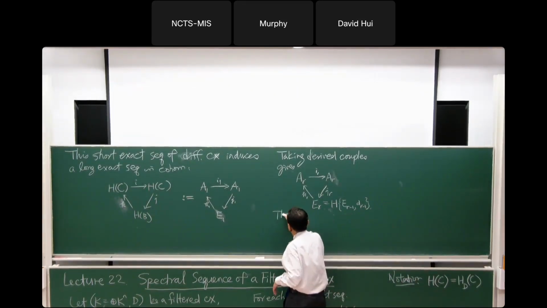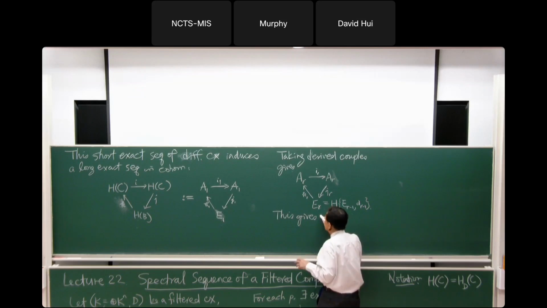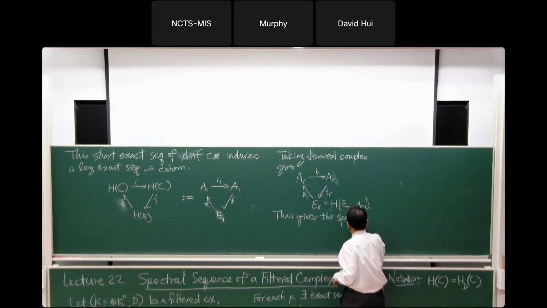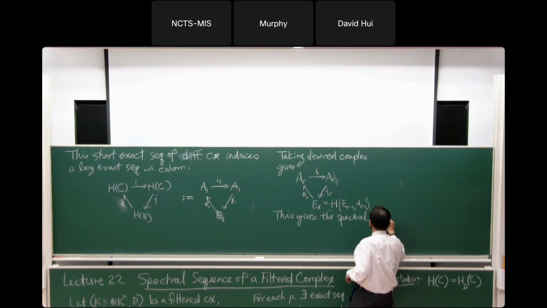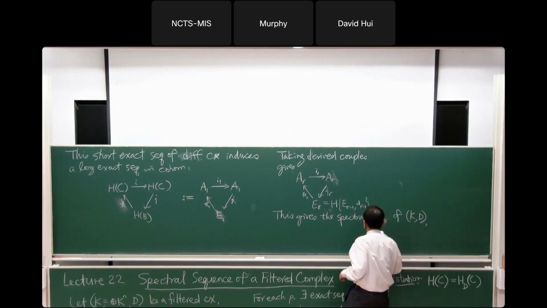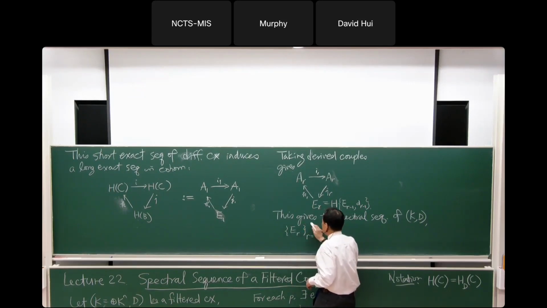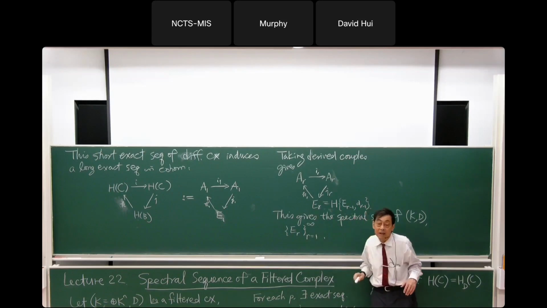So this gives the spectral sequence of the filtered complex of K, D. It's just Er, r going from 1 to infinity. And the question now is, what does this spectral sequence compute?